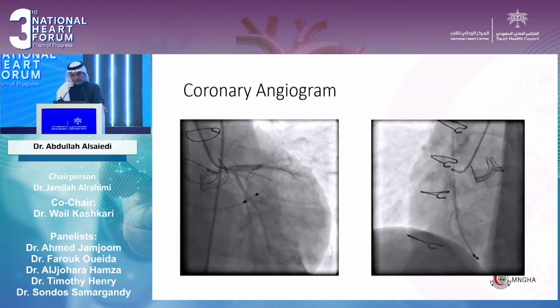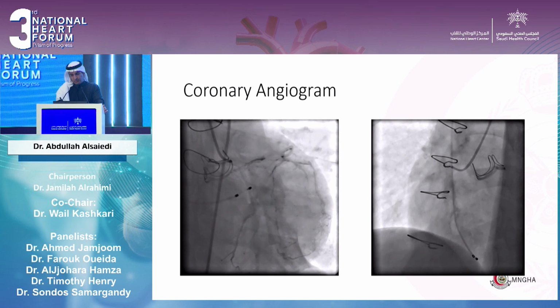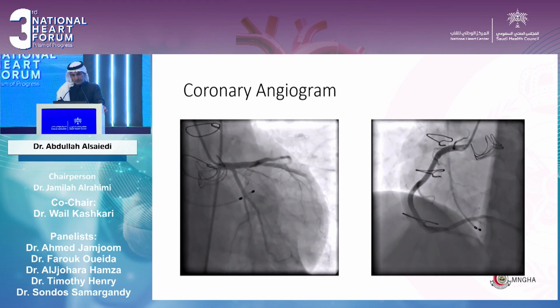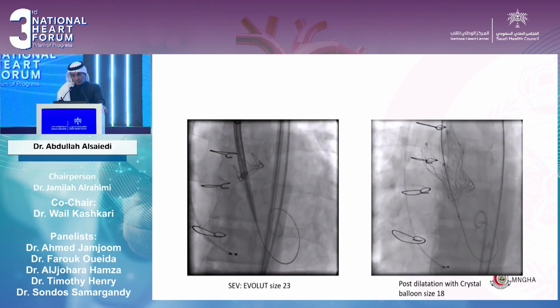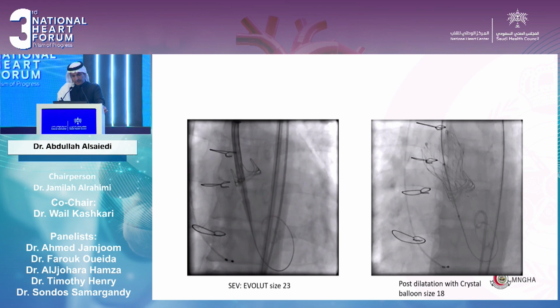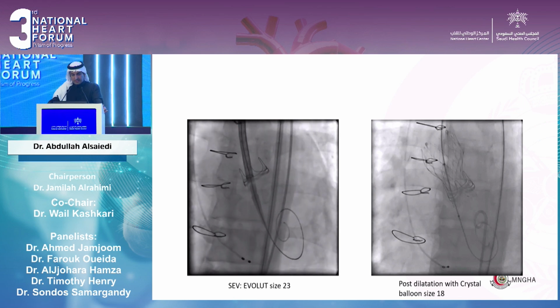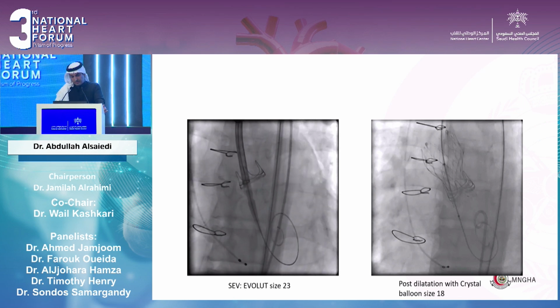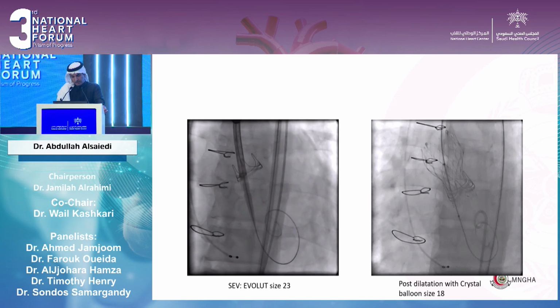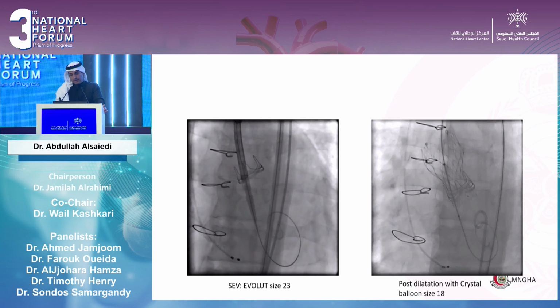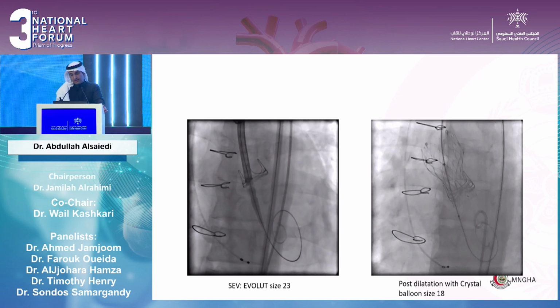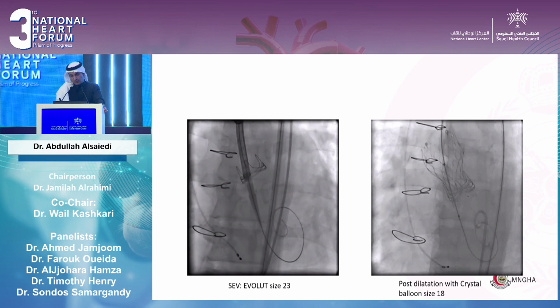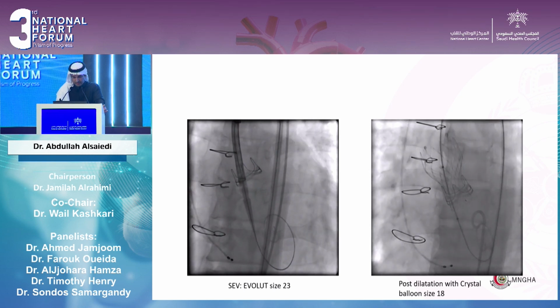So we started the case by having an angiogram done, left and right, both normal, no coronary disease. We put in the Sentinel, and after that we started to deploy an Evolut size 23 valve, deployed as usual in commissural alignment and cusp overlap. Then we did post-dilatation initially with a Crystal balloon size 18.